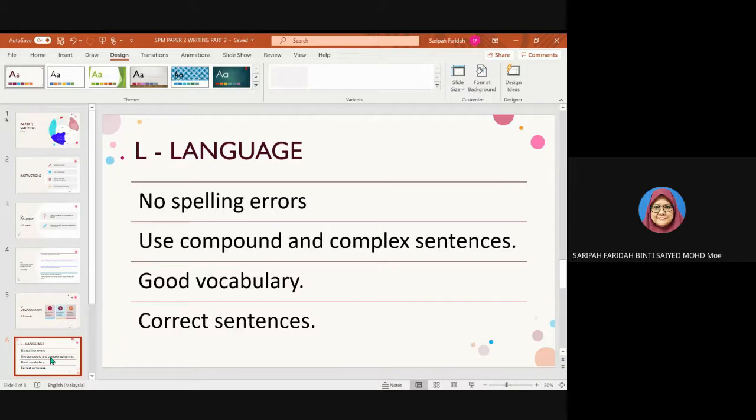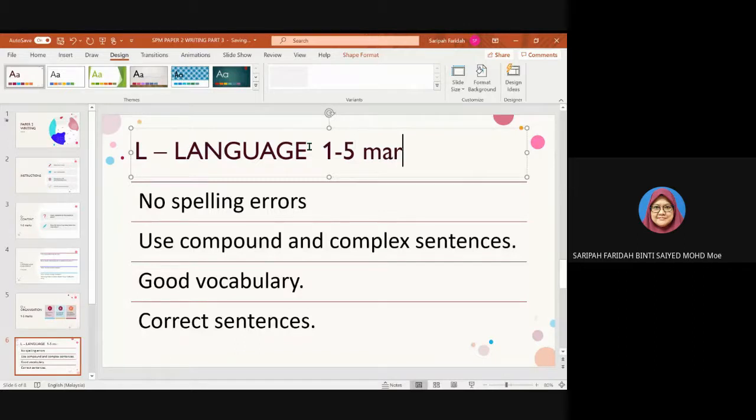Then for paper 3, they want to see good vocabulary. Okay, this is where the bombastic words come in. If you are using words that have distinction, then you get more in your marks. Language also, it's from 1 to 5 marks. And then the sentences. Correct sentences is a must for part 3 to get 5/5.